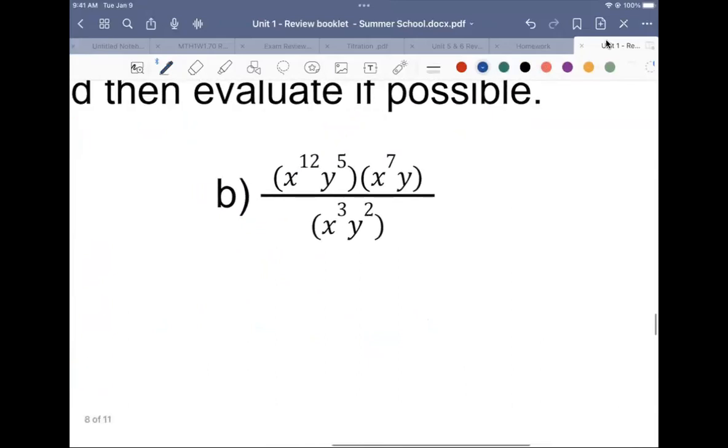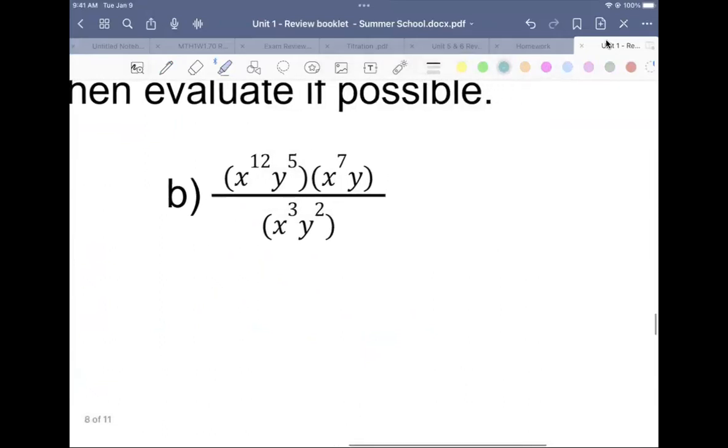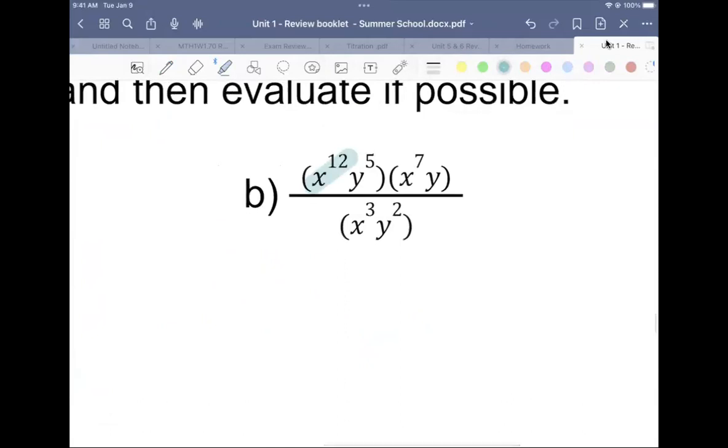Now on B, I again have two different bases. I have, let me just make this a bit smaller. X to the 12, X to the 7, and X to the 3. And I have Y to the 5, Y to the 1, and Y to the 2.